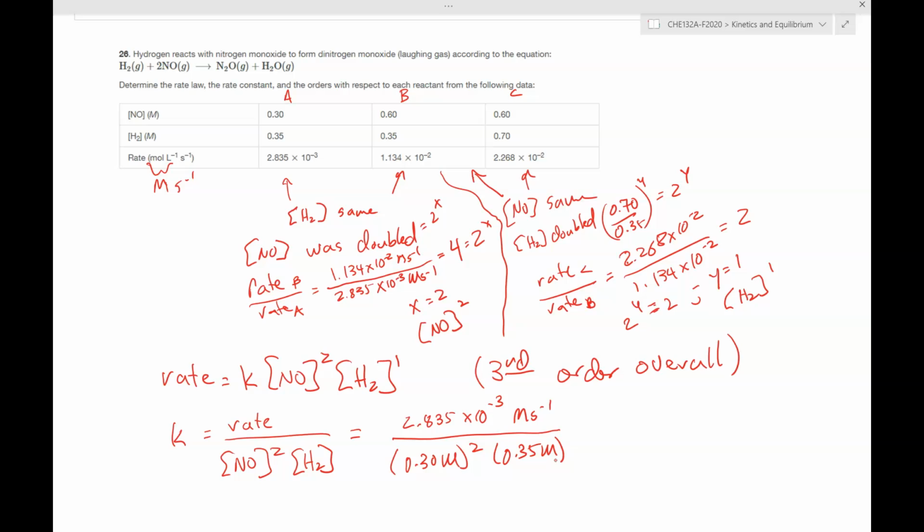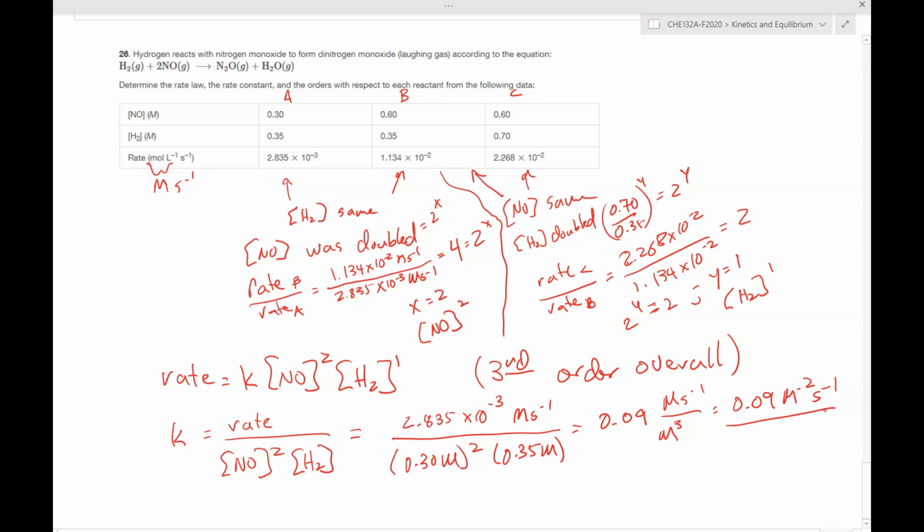2.835 second comma negative 3 divided by, parentheses, 0.3 squared times 0.35, close parentheses. I get this is equal to 0.09, and the units are going to be M s to the minus 1 over M cubed, so that's 0.09 M to the minus 2, s to the minus 1 would be the value for k I get from experiment A.